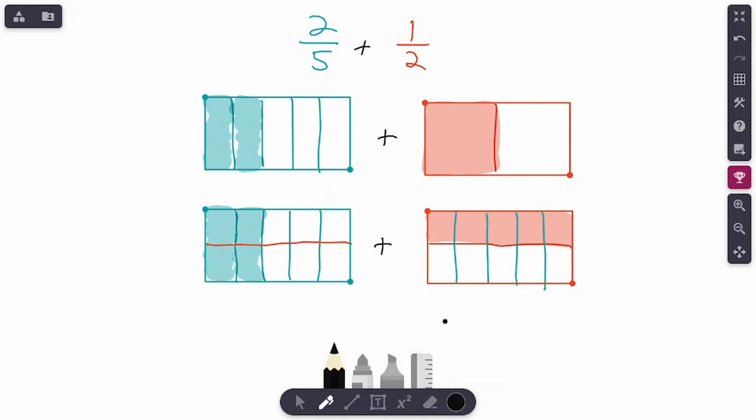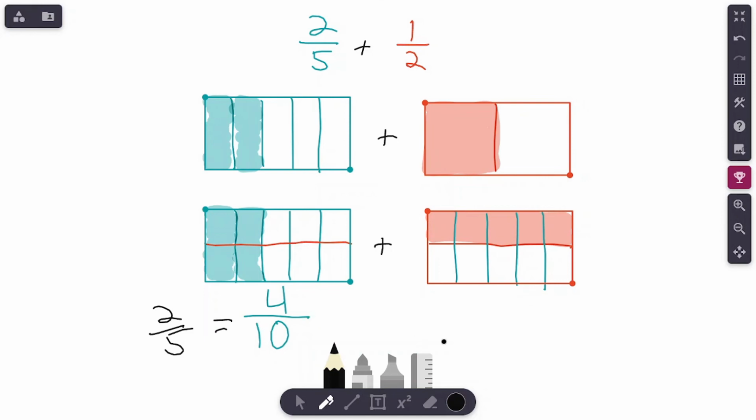Let's see what that equivalent fraction we've created is. That equivalent fraction is going to be 1, 2, 3, 4, 5, 6, 7, 8, 9, 10. It has 10 pieces. How many are shaded in? 1, 2, 3, 4. All right. So what we've done is we've taken 2/5 and we have created an equivalent fraction that is equal to 4/10.